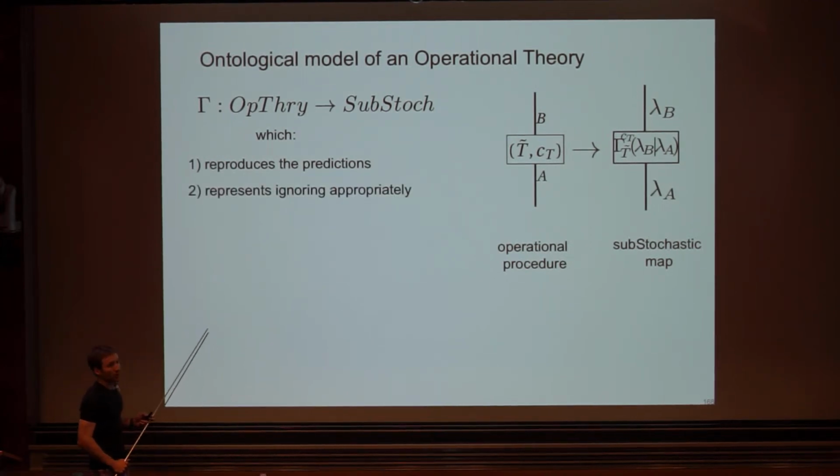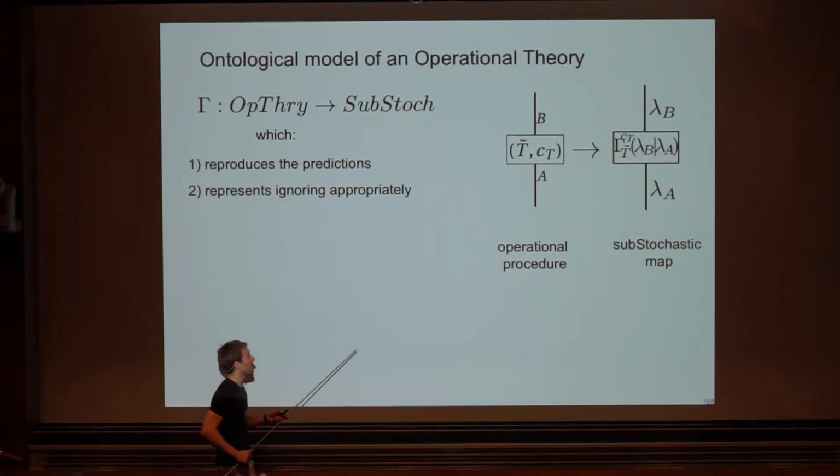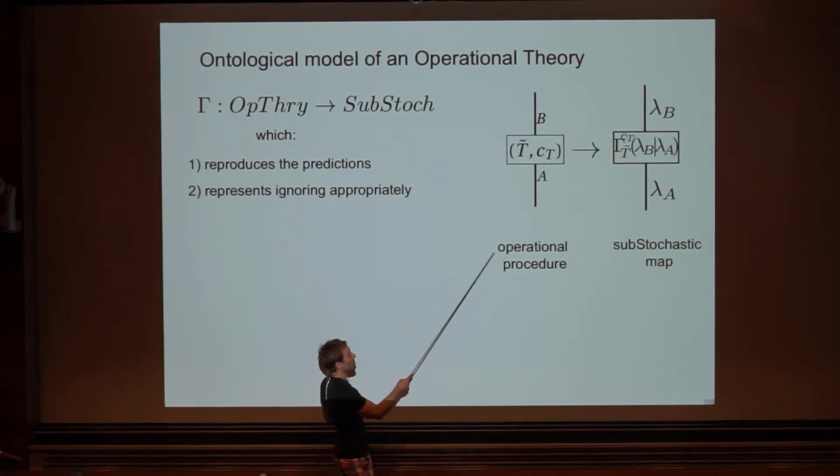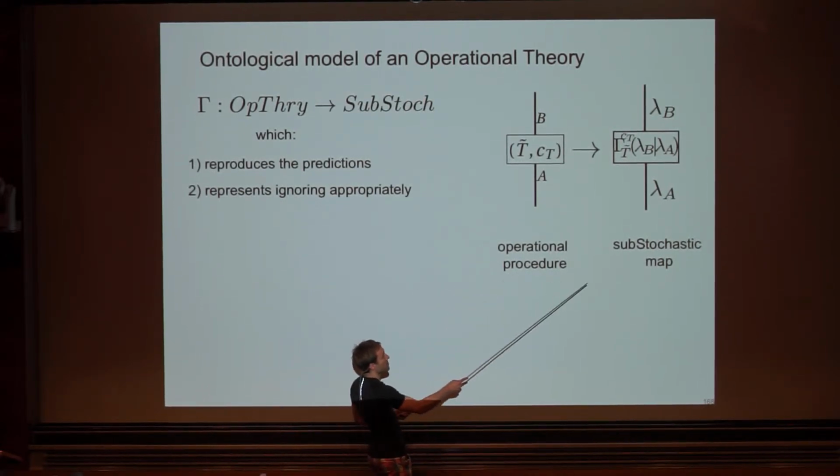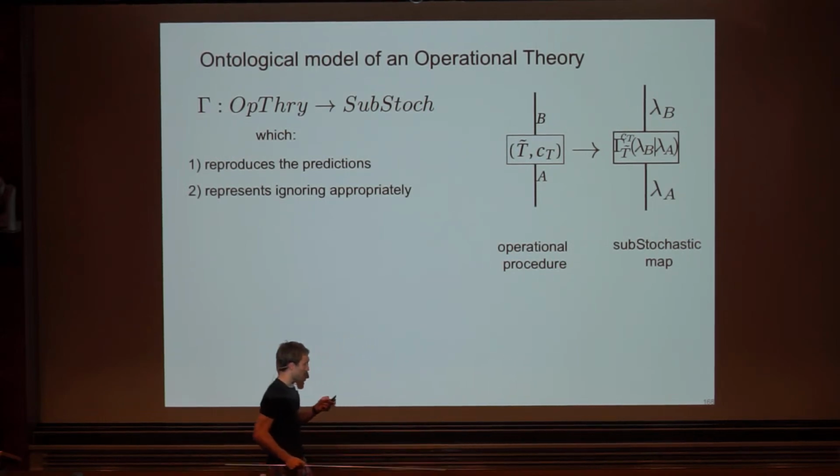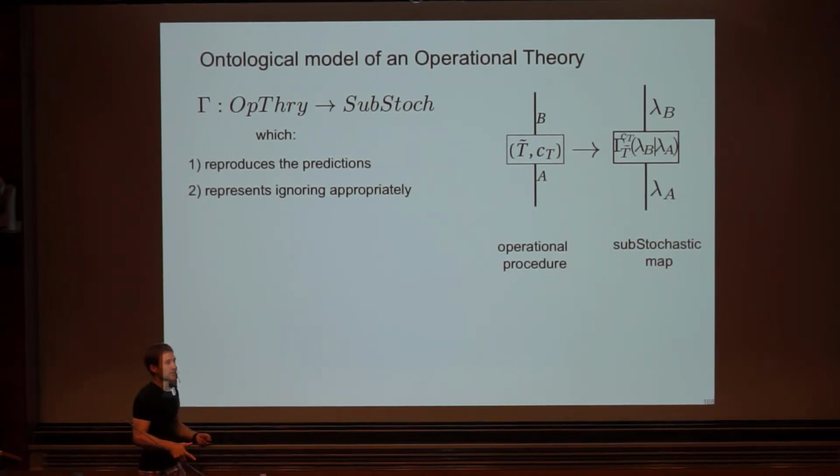It has to represent ignoring appropriately. This is a fairly obvious constraint that just says if you ignore a procedure in the operational theory, the representation of that in the substochastic process theory better just be marginalization over the appropriate system.